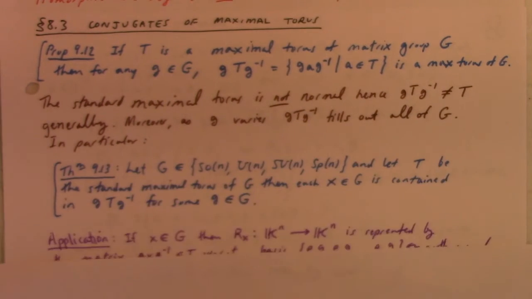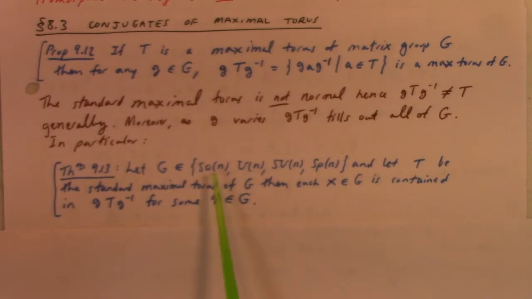In particular, we can be more precise. If G is one of these standard examples, SO(n), the special orthogonal, the unitary, the special unitary, the symplectic groups of order n, and T is the standard maximal torus of G, then each x in G is contained in a particular torus, which we can obtain from our canonical tori by conjugation by a particular g.